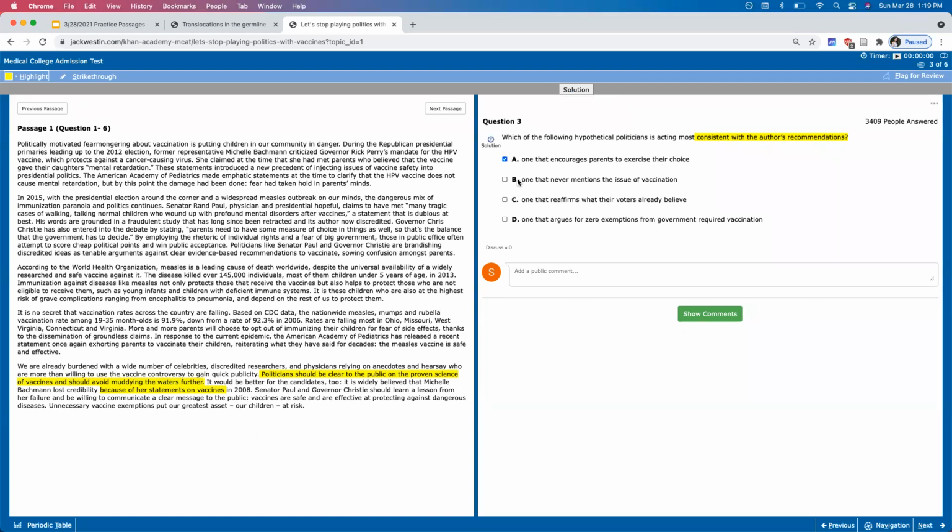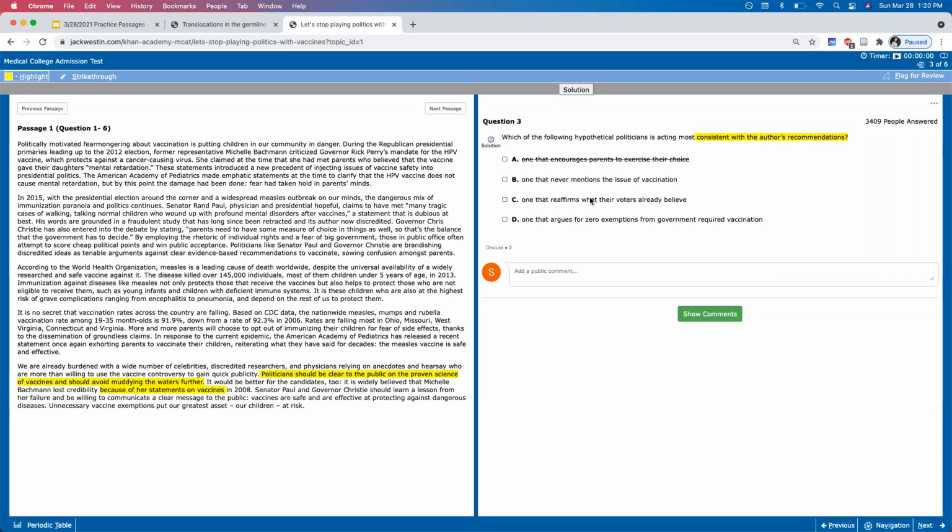So we're not really encouraging the parents to exercise their choice. That's not what she's saying. One that never mentions the issue of vaccination. This is also tricky because it seems really extreme. So we'll keep it there, but we'll see.